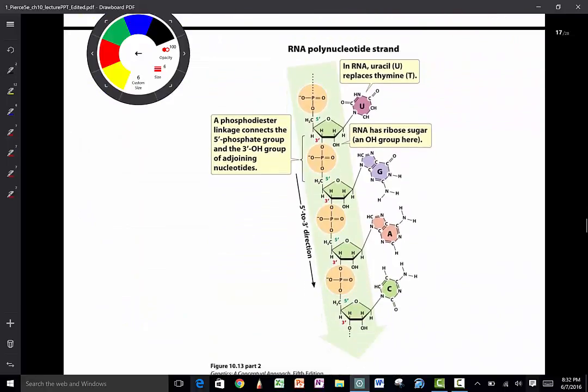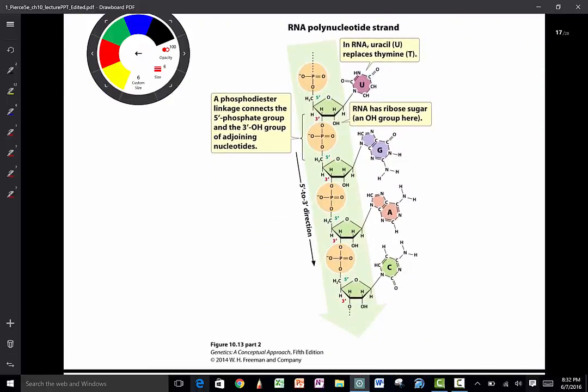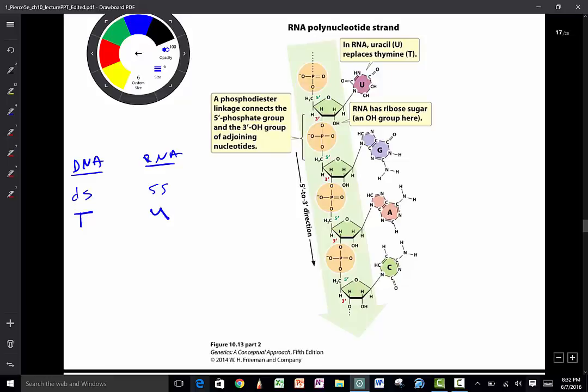All right, so let's talk a little bit more about RNA. RNA is single-stranded. So the differences between DNA and RNA are: DNA is double-stranded, RNA is single-stranded; DNA has T, RNA has U; DNA has deoxyribose, RNA has ribose. So those are the three main differences.